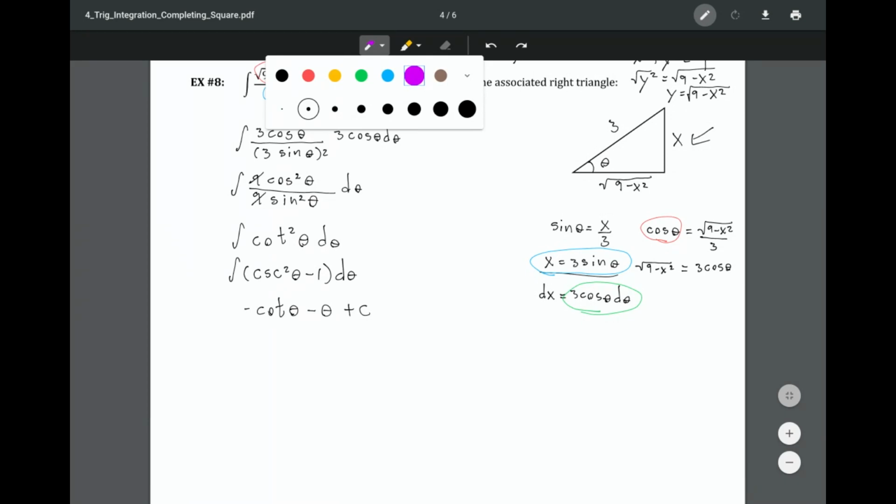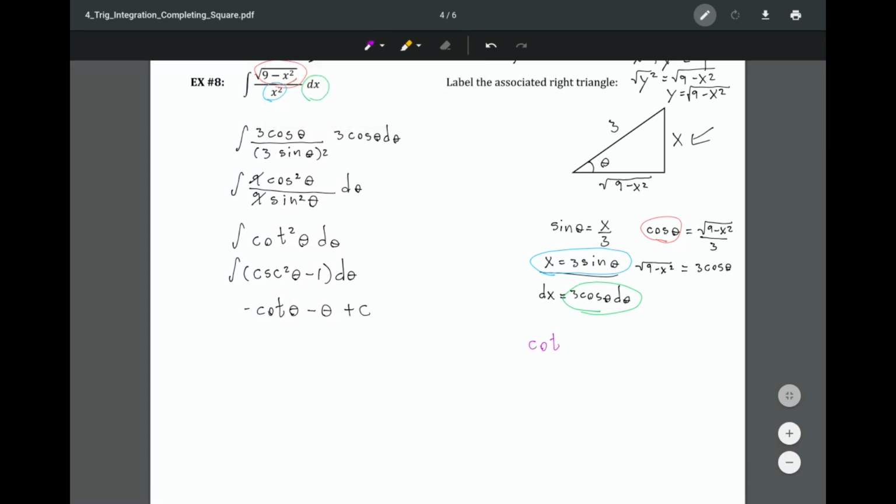All right, so cotangent of theta would be the opposite of tangent. Tangent is normally opposite over adjacent, so I'm going to do adjacent over opposite. So cotangent of theta is going to be the square root of 9 minus x squared over x. Again, I'm using this triangle; that's where I'm getting that from. So I can get rid of that cotangent right there and replace it with this.